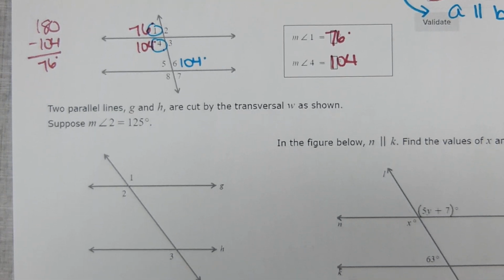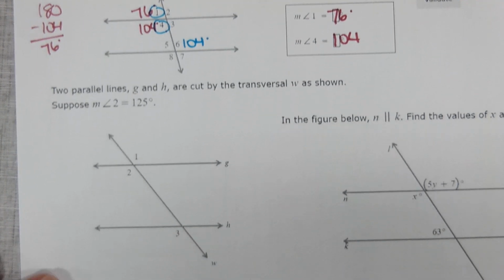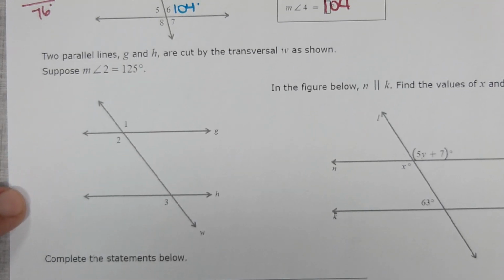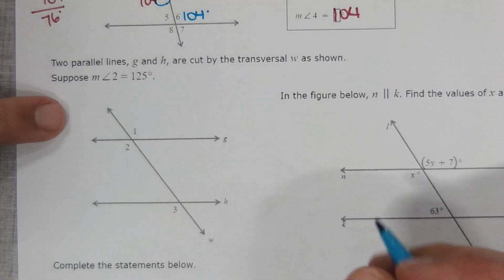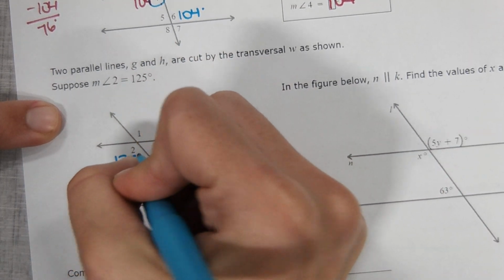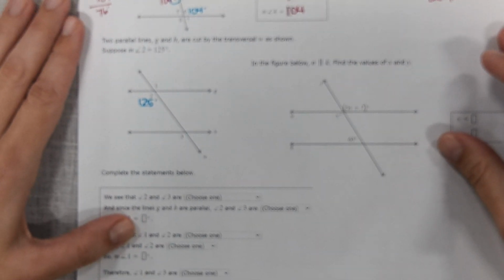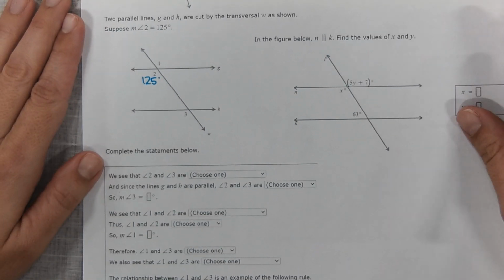Okay, then down here, continuing. For this one, it has an image here, and then it has these statements to fill in down here. So it says the measure of angle 2 is 125 degrees. We'll zoom out so we can see the statements at the same time.